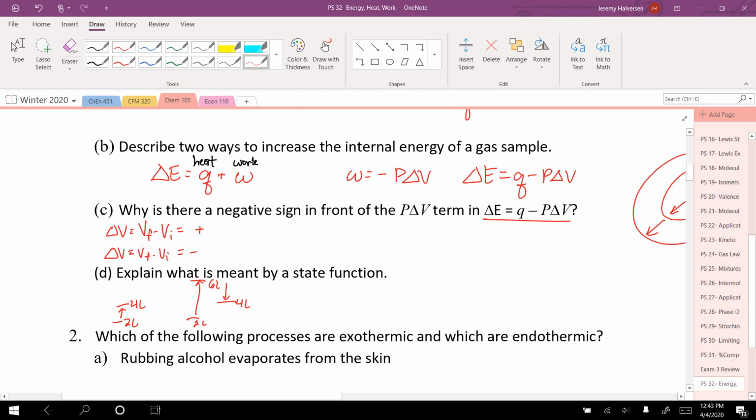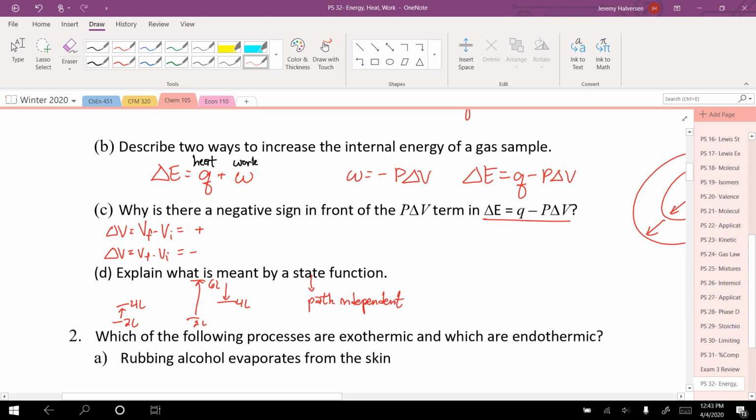Is there anything different between their volumes? No, because volume is a state function. It doesn't matter how I got to the 4 liters. Once I'm there, 4 liters is 4 liters is 4 liters. That is a state function. So state function is path independent.